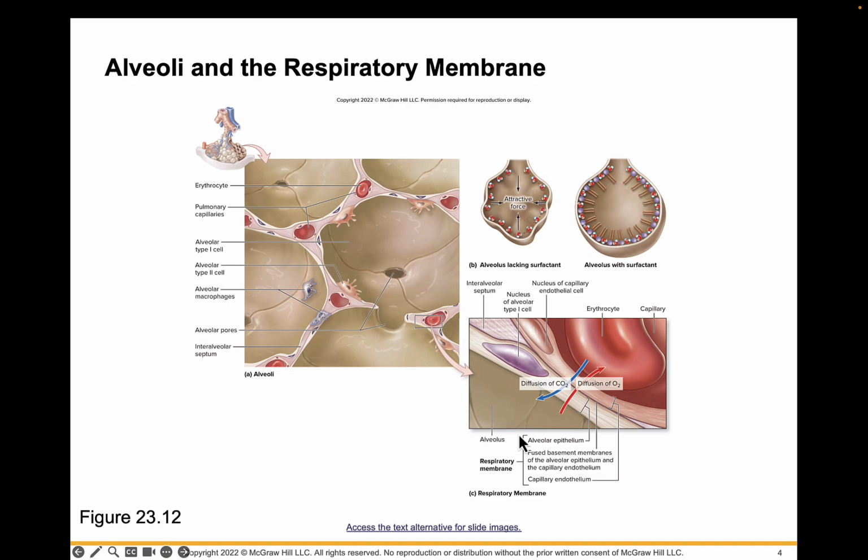Here we're also looking at the importance of having a very thin respiratory membrane. And so we can see here that this is going to maximize the movement of our respiratory gases. So the movement of oxygen out of the alveolus into the blood, and carbon dioxide will be moving out of the blood and into the alveolus.